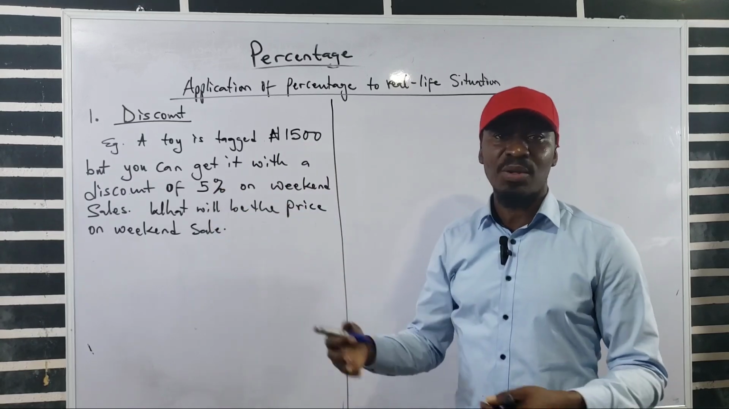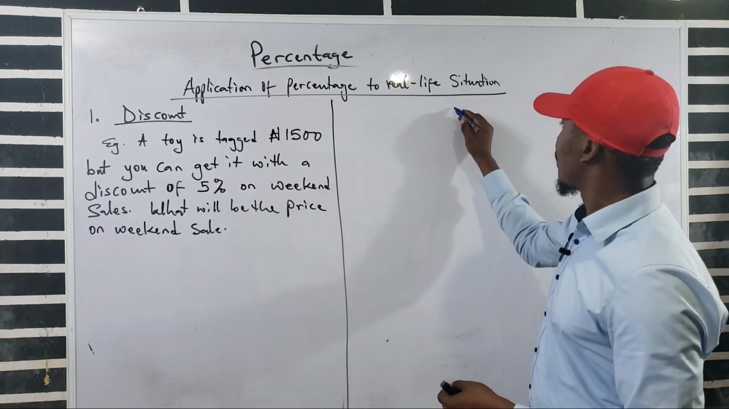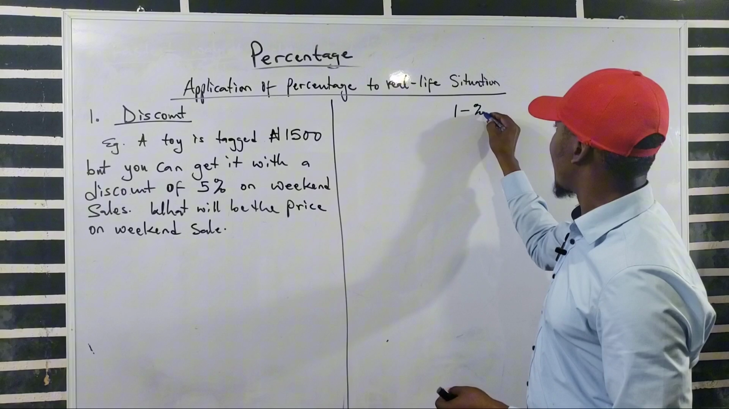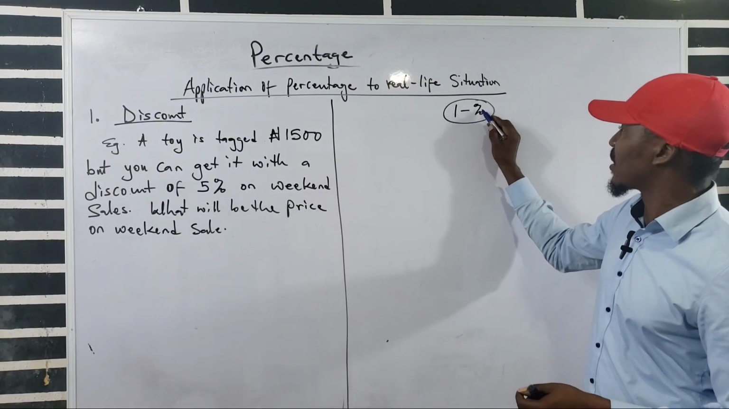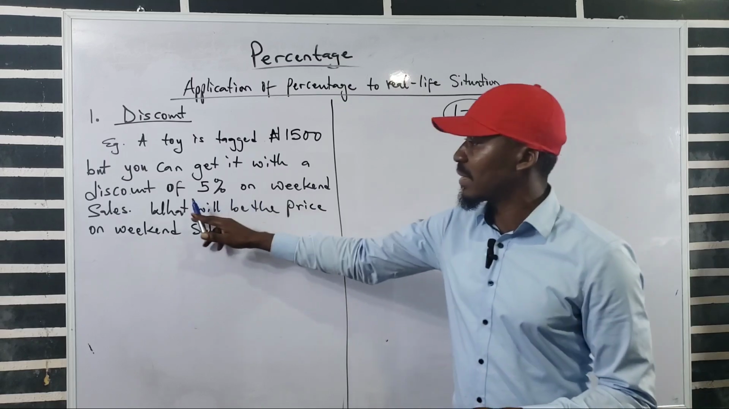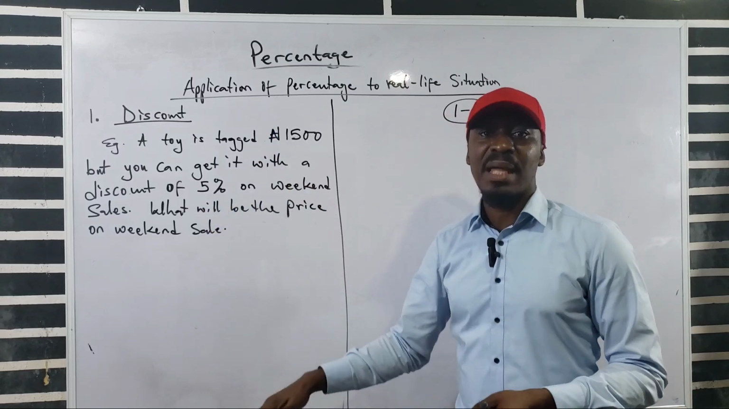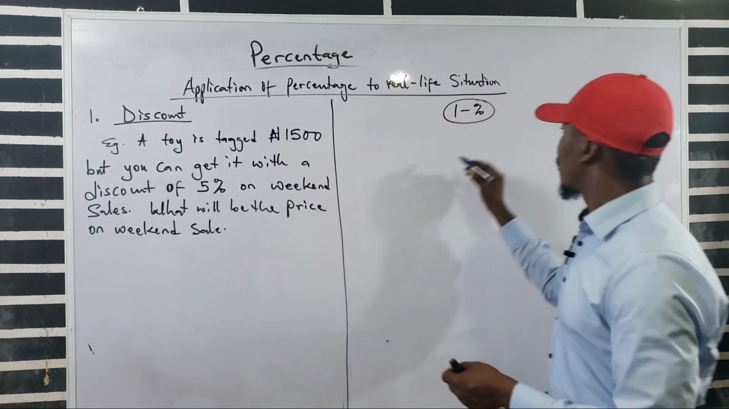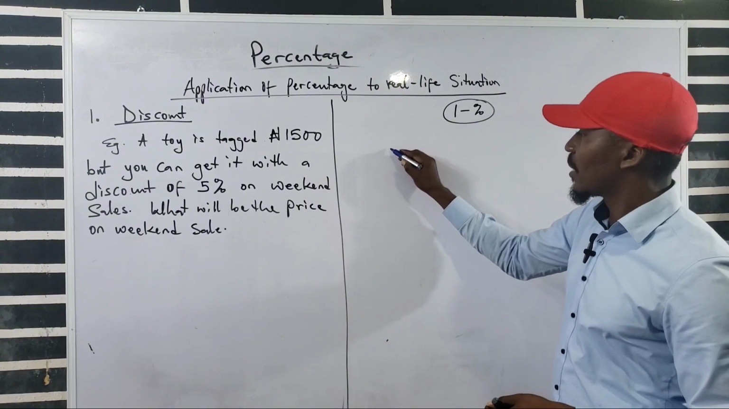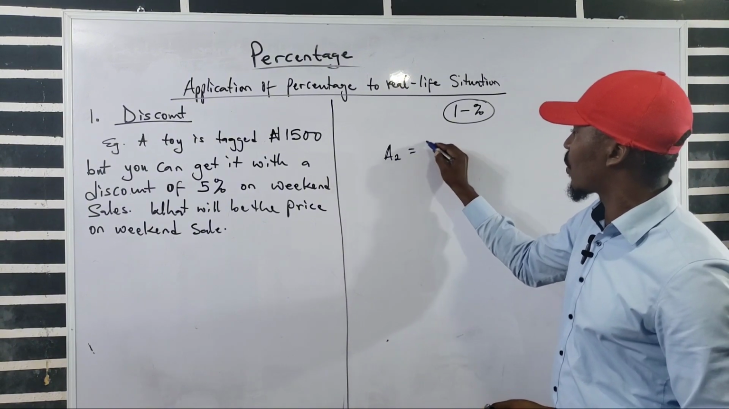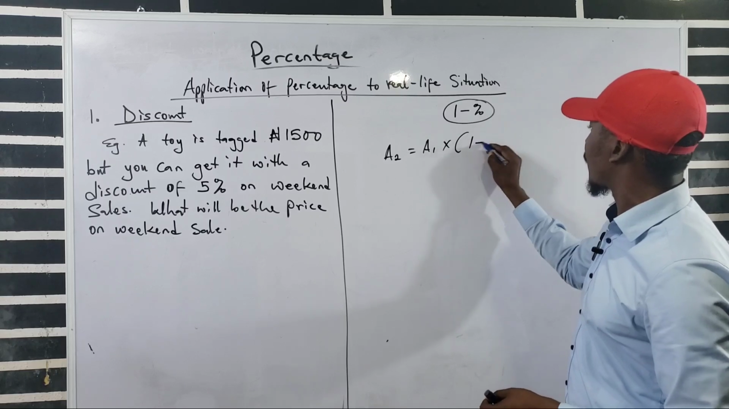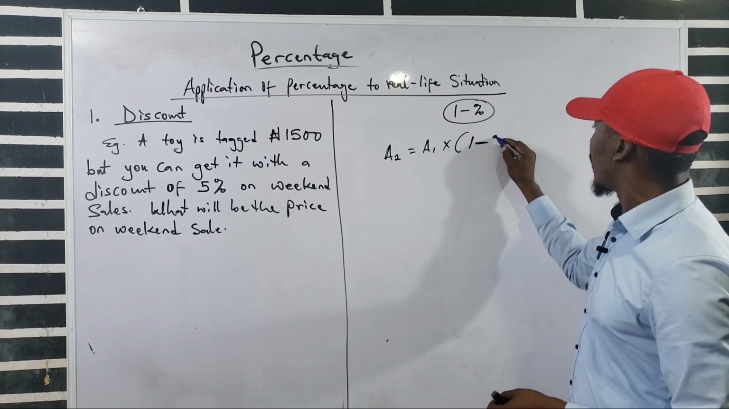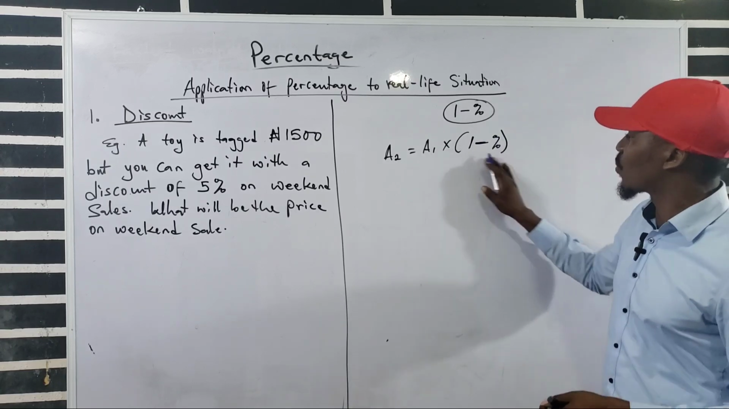Remember how we normally get the multiplying factor, which is going to be 1 minus the percentage. So this is our multiplying factor. Why is it 1 minus the percentage? Because it's discount. So the price tends to do what? To reduce. So if you do that, that will give us the new amount A2 equals A1 times the multiplying factor.